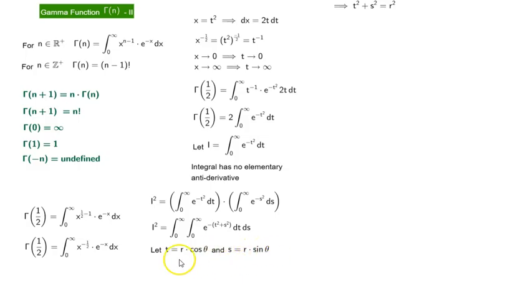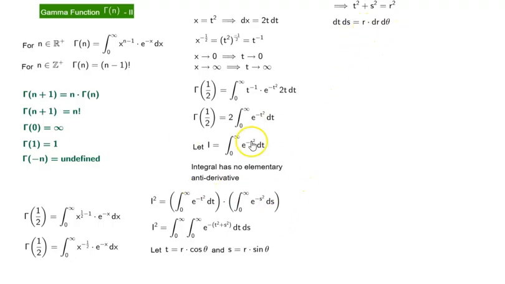Adding them up, we get t square plus s square is equal to r square times sine square theta plus cos square theta. So sine square theta plus cos square theta is 1. So we are left with t square plus s square is equal to r square. Here dt ds becomes r times dr d theta.